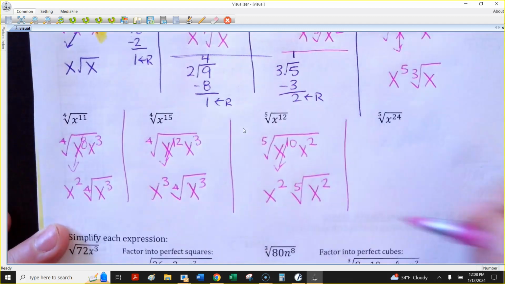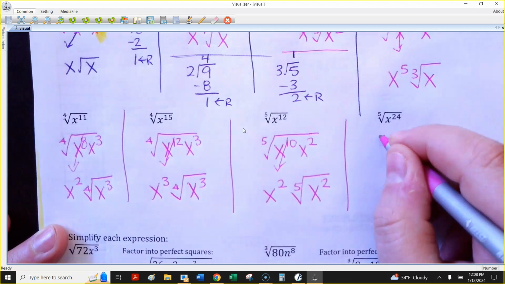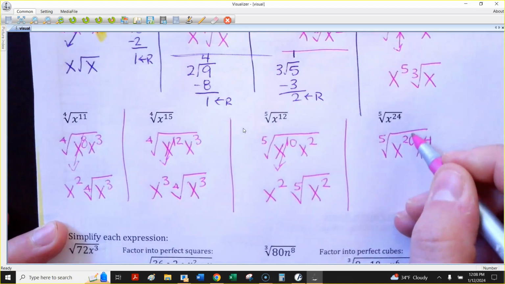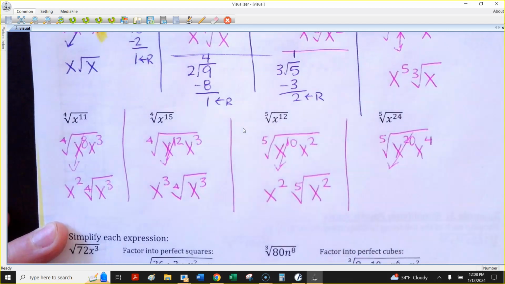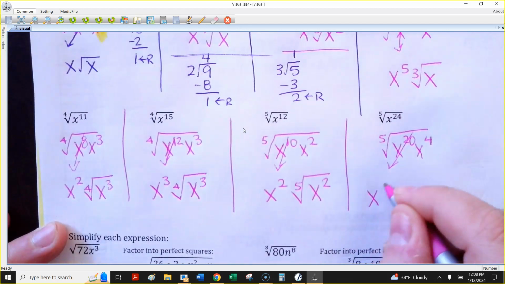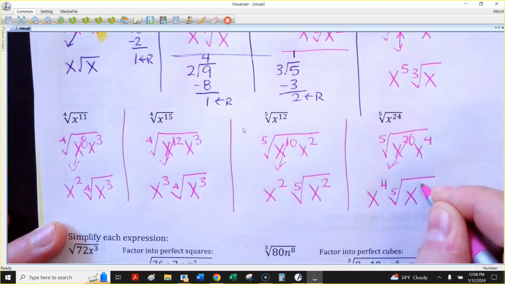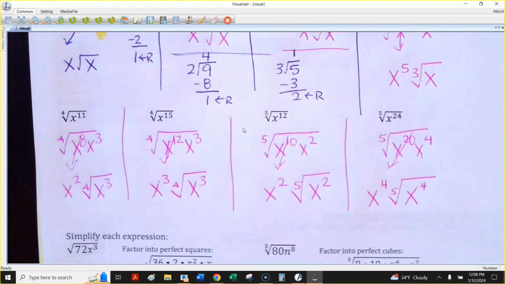How would you break apart 24? 20 and 4. All right, so 20, 5th root of that, just divide 20 by 5, so that could come out as x to the 4th. And then left under your 5th root would also be x to the 4th. Is anybody having a question?